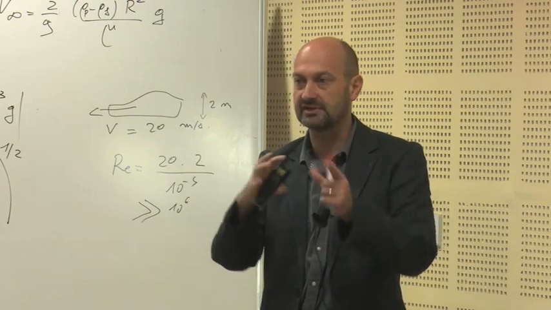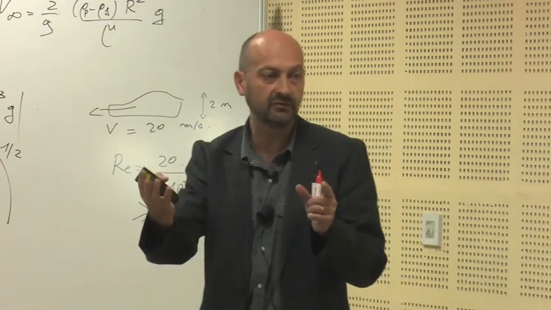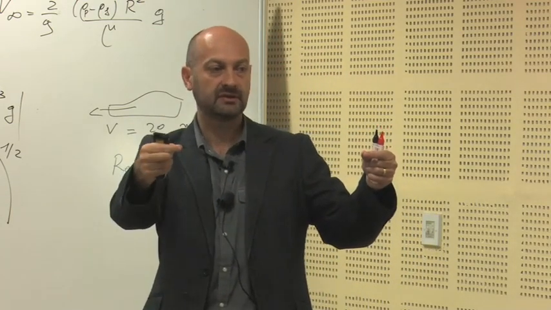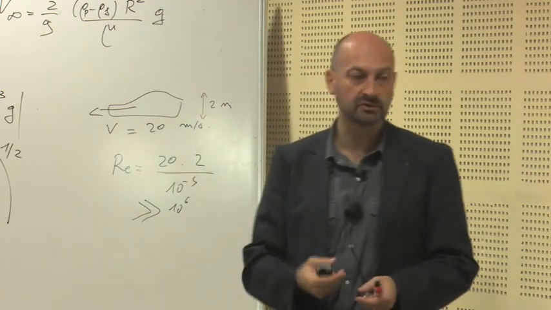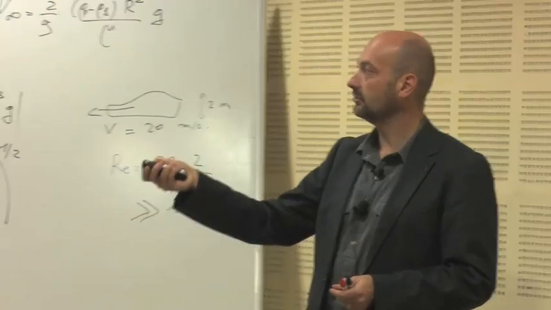The geometry is very symmetric, and the Bernoulli equation will give you that the pressure in the front will be the same as in the back, so the drag is zero. And it's called the D'Alembert paradox.